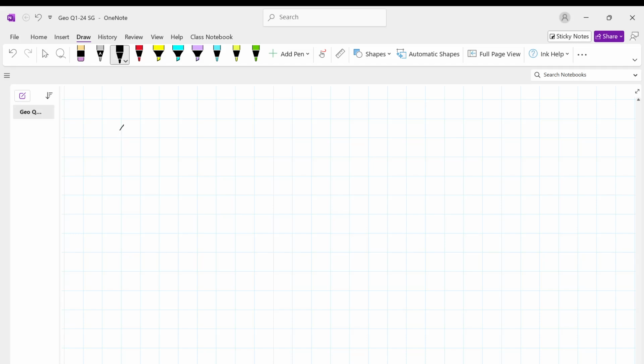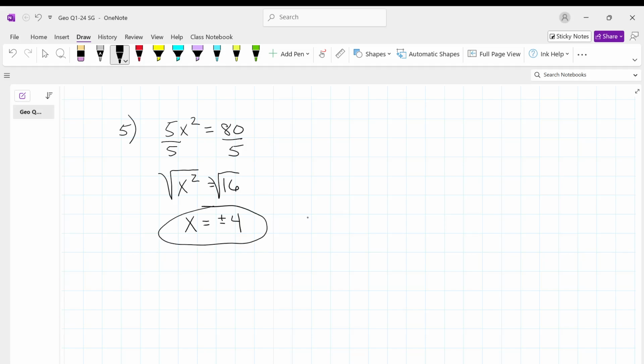Number 5. 5x squared equals 80. All right, there's no middle term here. So we just solve for x. Divide both sides by 5. We get x squared equal to 16. And then just find the square root of both sides. So x equals positive or negative 4. So your solutions are negative 4, 4.